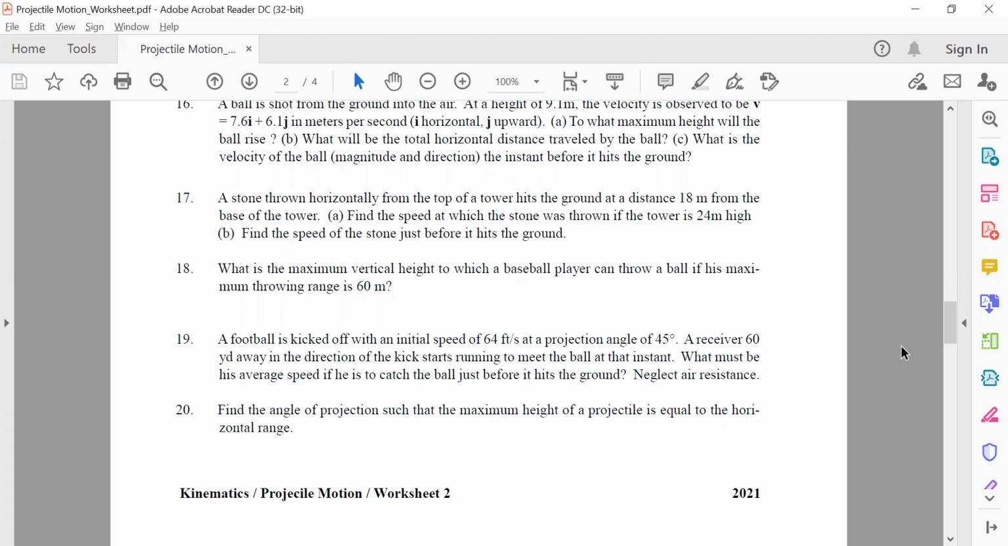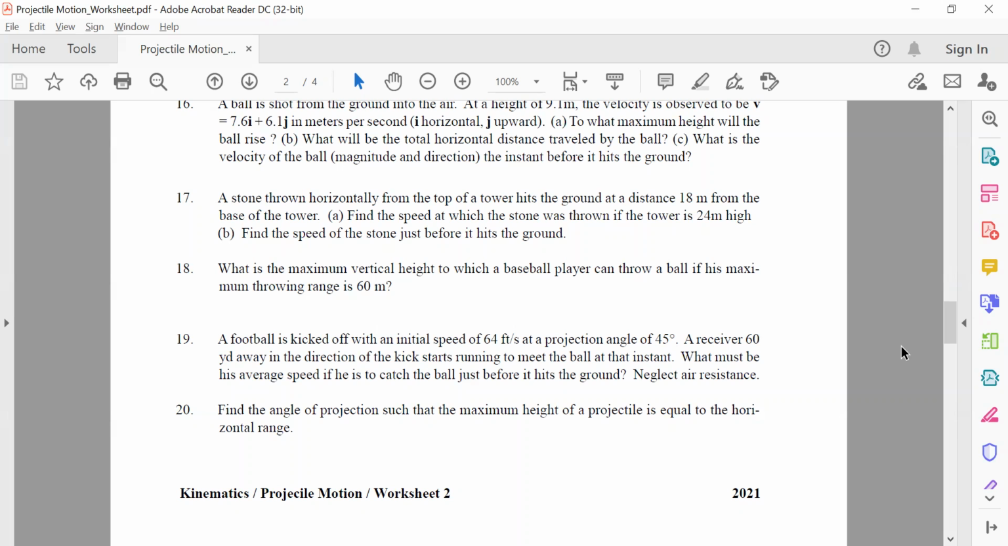For him to throw it longest, he should throw at 45. But for it to go highest, what angle should he throw at? Straight up. You throw it straight up. Yes, exactly. You should throw it vertically. So your angle of projection should be 90, in which case the maximum height will be u square by 2g.